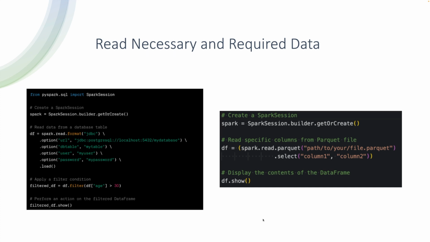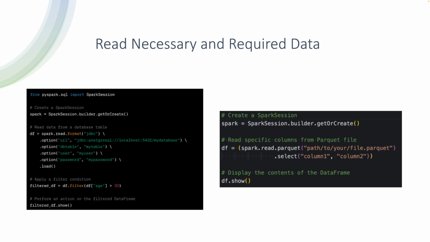When I talk about a particular measure to improve performance, I'm going to show you with example code what I mean by that measure. The first measure is reading only the necessary and required data. One of the most efficient indicators of a Spark program is that it processes as little data as possible, and the way to do that is to filter the data as early as possible.